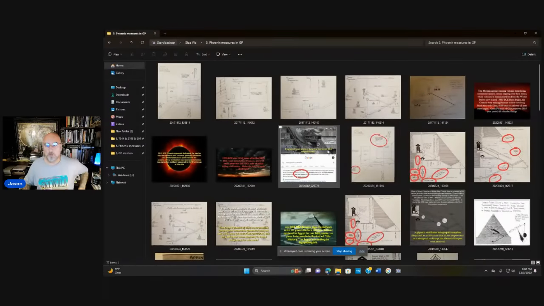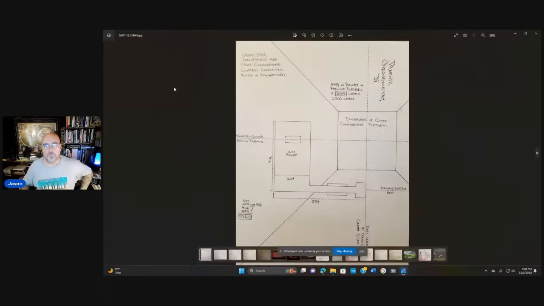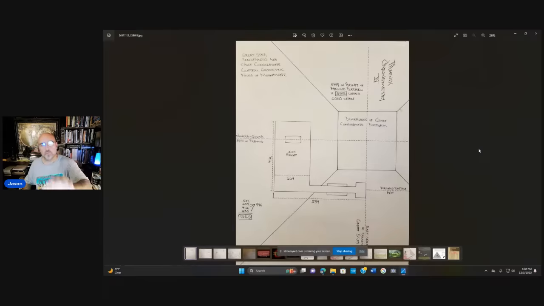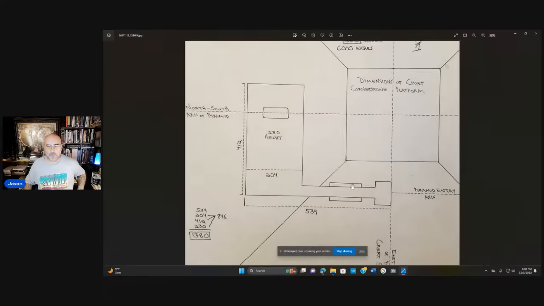Now, I'm going to flip through some of these real quick. I'm just going to go in order because this is a lot to cover. All right. So, using only the measurements done to a thousandth of an inch of Sir Flinders Petrie, here is an architectural schematic looking at the Great Pyramid from the sky. This is a bird's eye view looking down. This is the location of the King's Chamber and the Antechamber. There's the Great Step, which begins the Grand Gallery, all this right here.